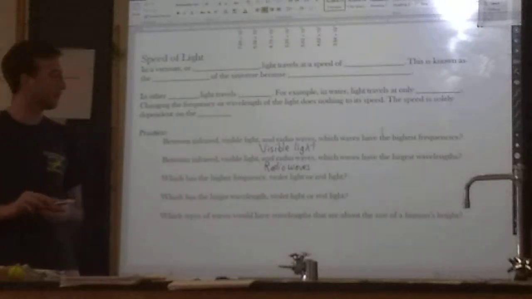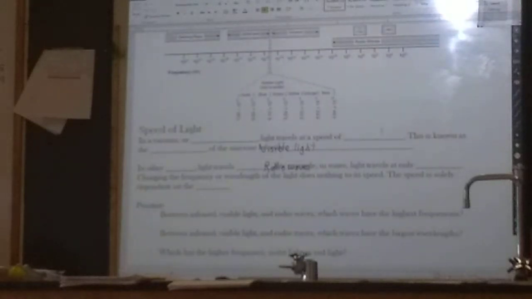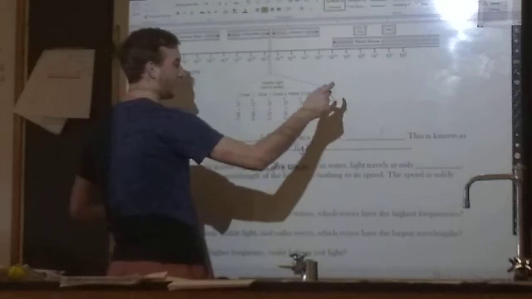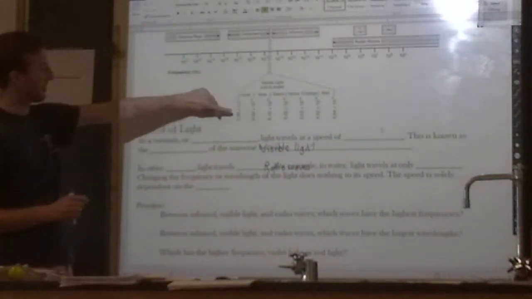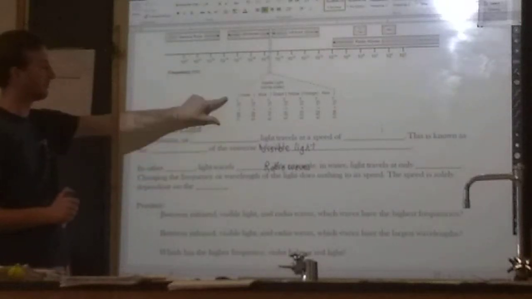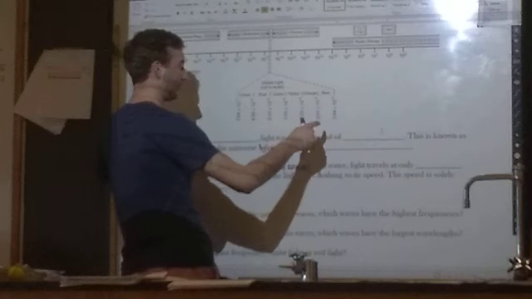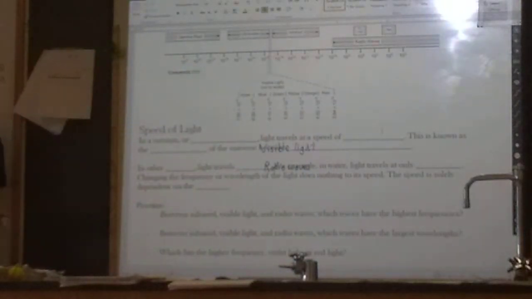All right, which has the higher frequency, violet or red light? We scroll up to our visible light section. Notice that all the visible lights are really close together, okay? It goes from 3.84 times 10 to the 14th for red up to 7.69 times 10 to the 14th for violet. So, which one's got a bigger frequency? That's got to be violet light. It's a higher number, okay?